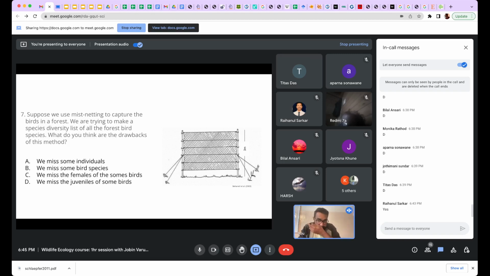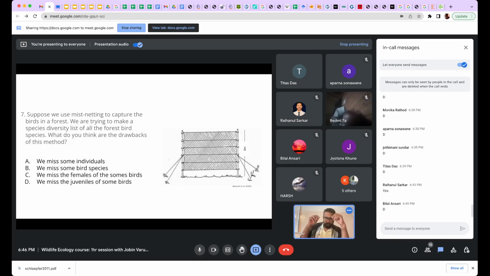So the question says, mist netting is a method to capture birds in a forest. So basically, when you're trying to look at the genetic component of a bird, or at the disease-causing parasites on the bird, you have to catch the bird sometimes. For research studies like that, the best way to catch a bird is mist netting.